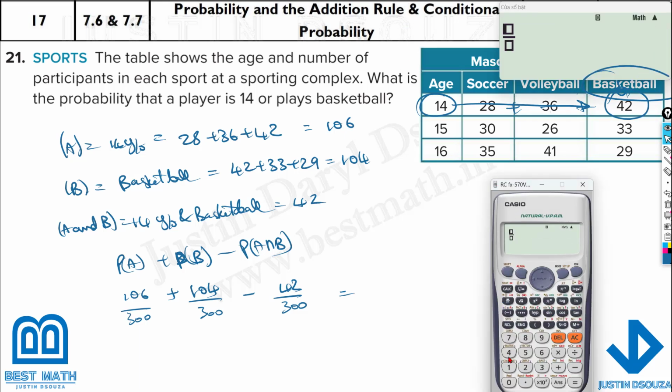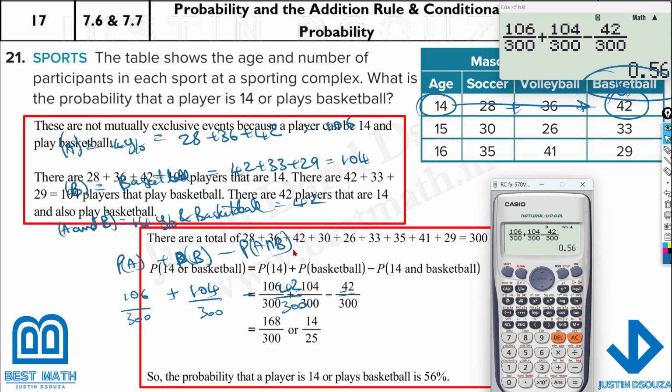Here let's use fractions. 106 divided by 300 plus 104 divided by 300, and lastly minus 42 divided by 300. The answer is 14 by 25 or 56%.